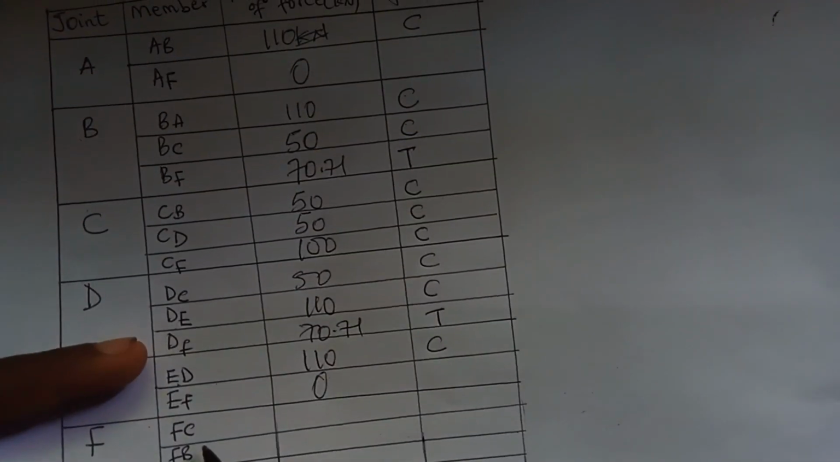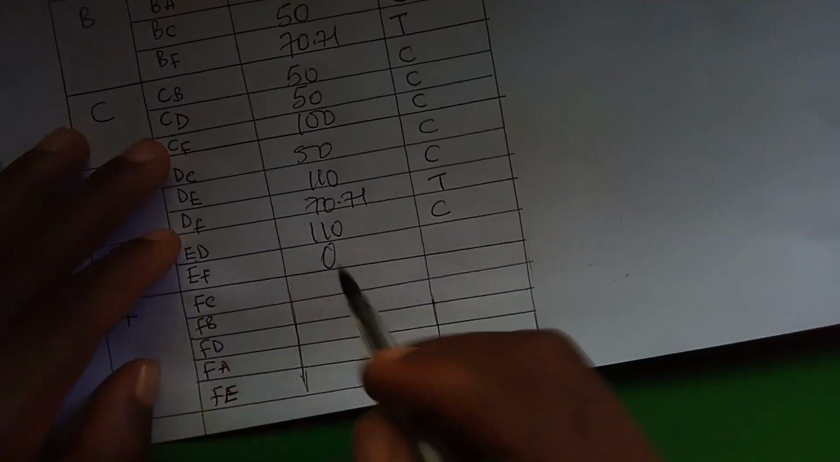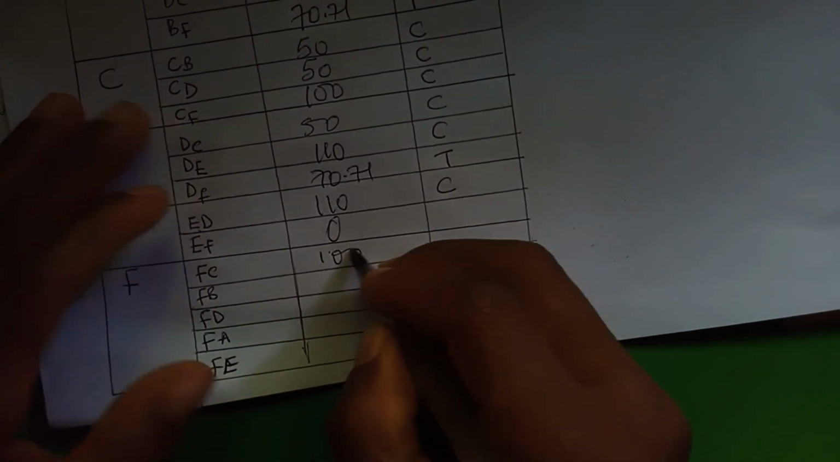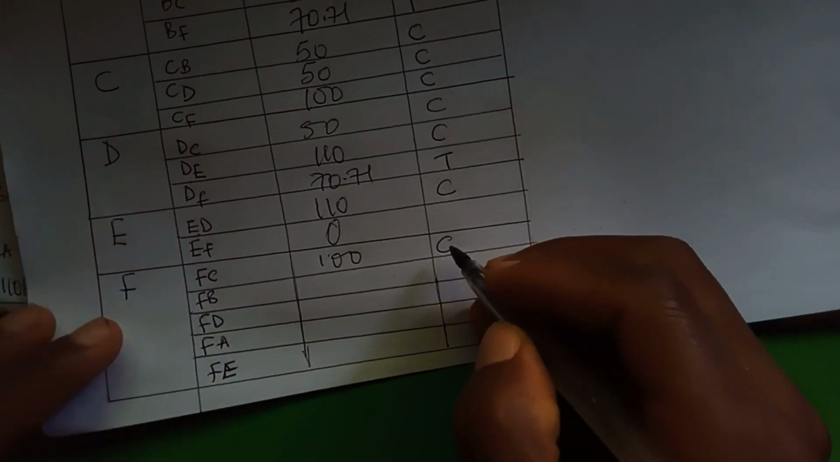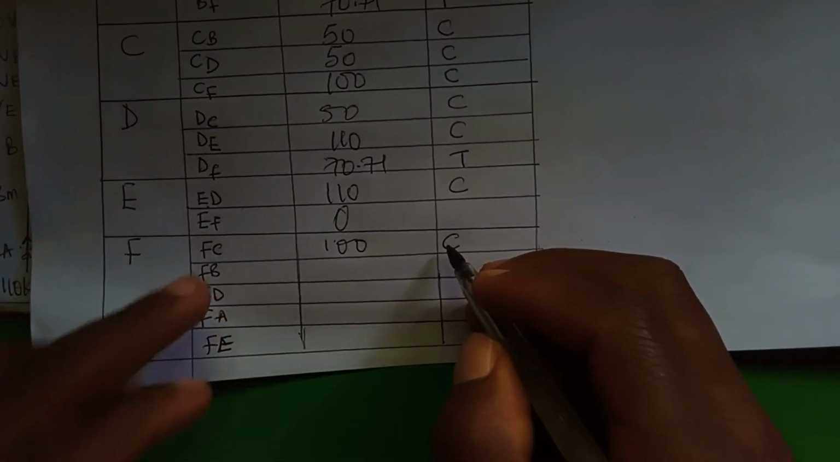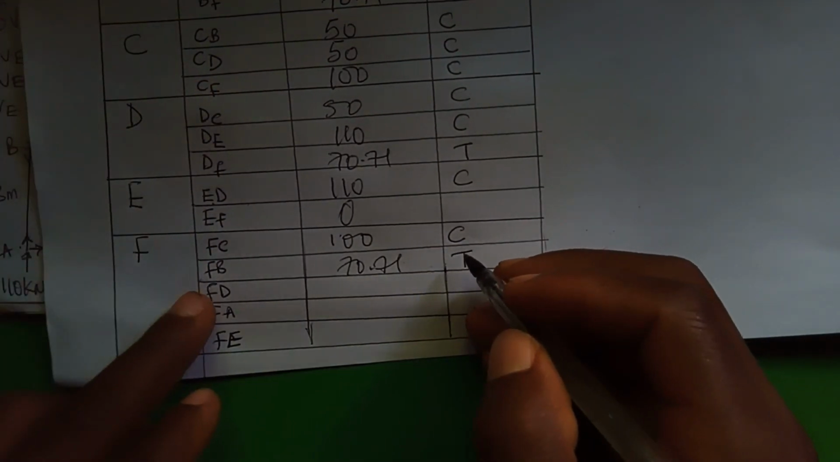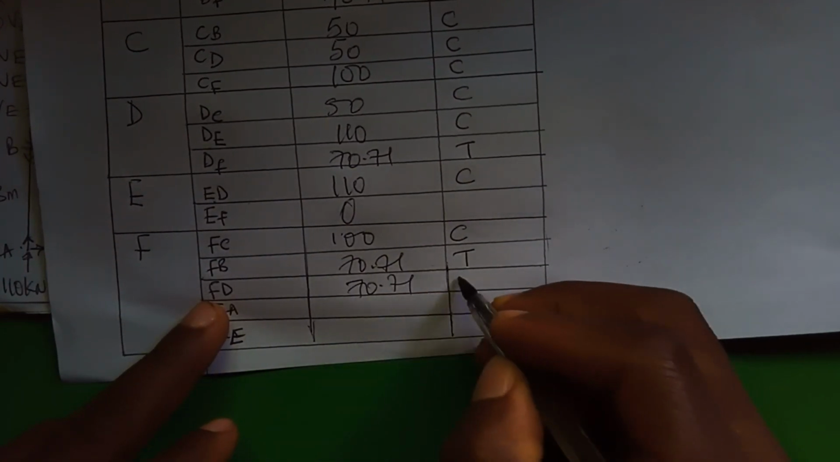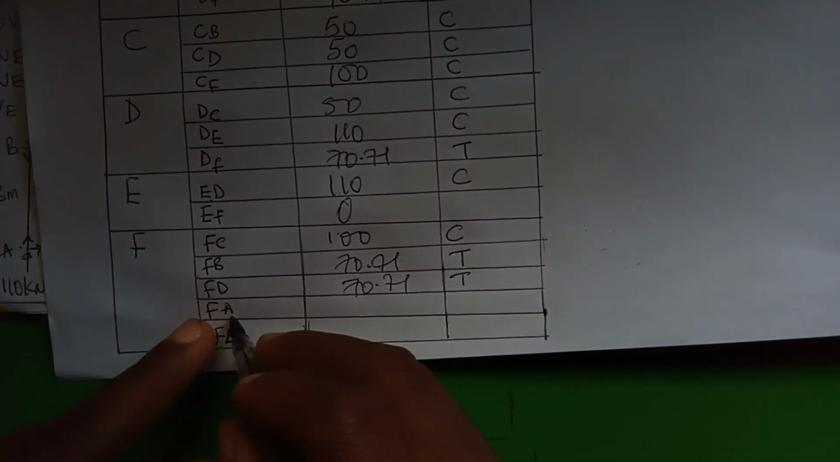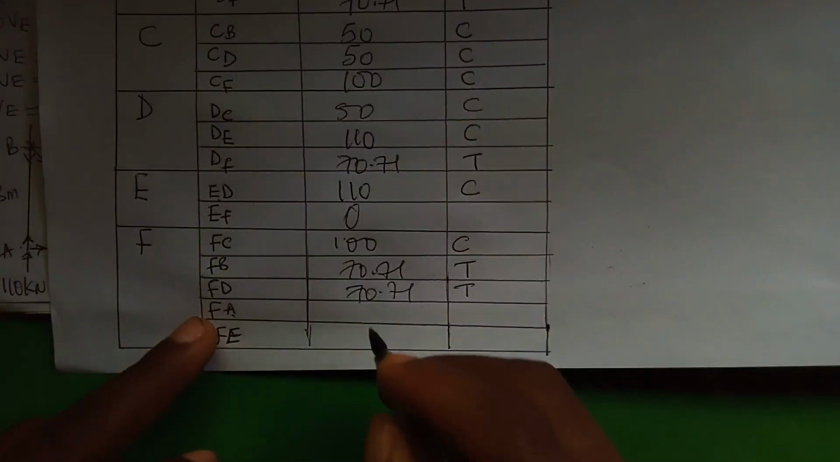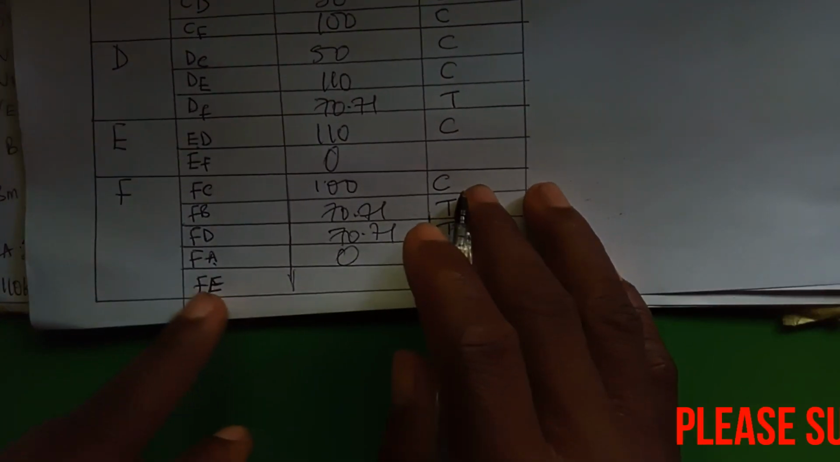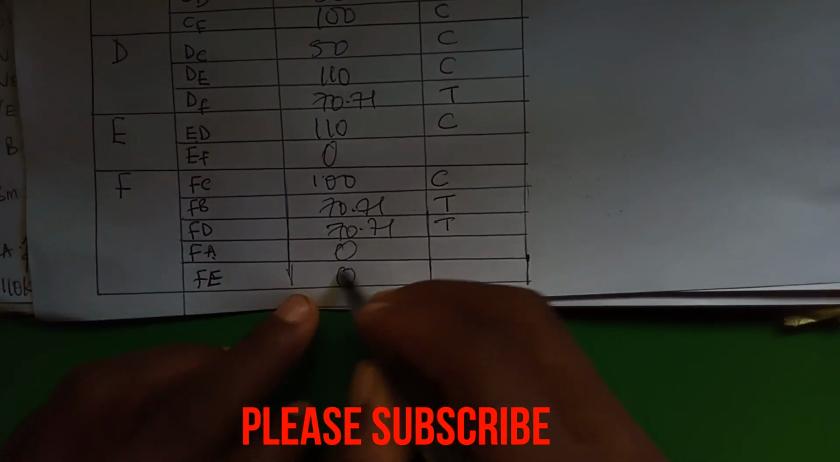Then FC. FC is the same as CF, which is 100, and that is compression. Our FB is the same as BF, so that is 70.71, tension. FD is the same as DF, so that is 70.71 as well, tension. Then our FA is the same as AF, which is 0. Our FE is the same as EF, which is also 0. So with this, we have come to the end of this particular problem.